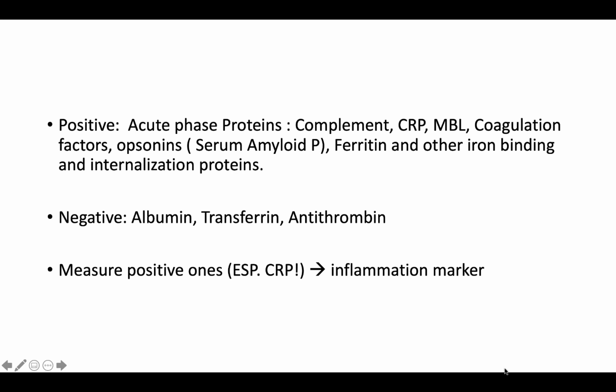So what are the things that increase in the acute phase response? Complement, C-reactive protein, non-binding lectins, coagulation factors, opsonins, ferritin, we talked about iron binding and internalization proteins. So the things that I reduce: I'm reducing the coagulation, so antithrombin, transferrin, so I'm reducing the iron in the blood, and albumin. I'm going to reduce the albumin. That's how you can remember it, but there's actually more to it than that. So the positive and that's the negative. These negative ones are those that decrease in the acute phase response, and the positive ones are those that increase in the acute phase response. So the major positive ones are for example CRP as markers for inflammation.